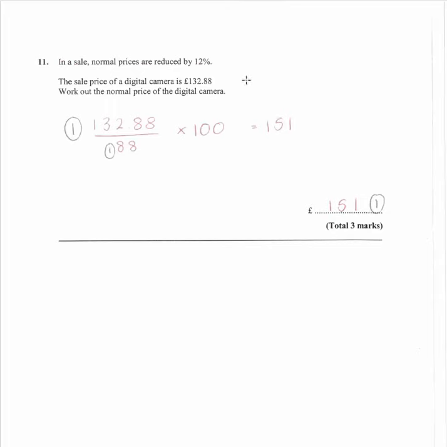In a sale, normal prices are reduced by 12%. The sale price of a digital camera is this. Work out the normal price of the digital camera. Now, what a lot of people do, and I hope you don't do it, is they say to themselves, okay, well, if we take 12% off, I just find 12% and add it back on. That won't make the right answer.